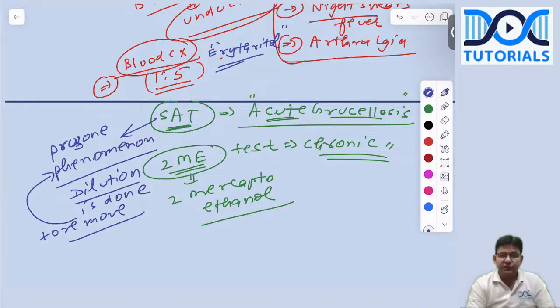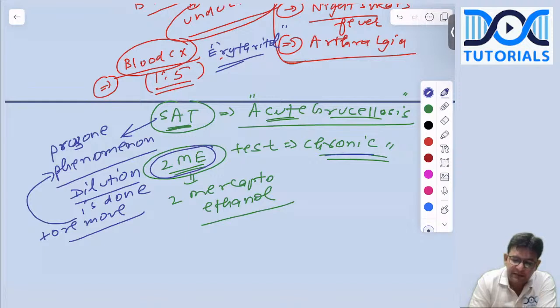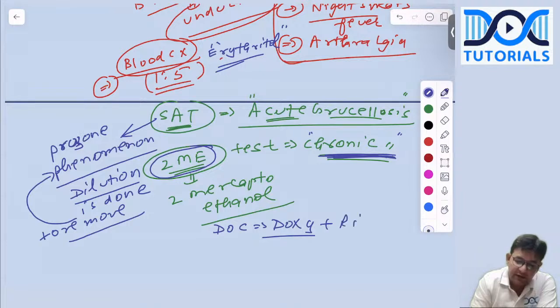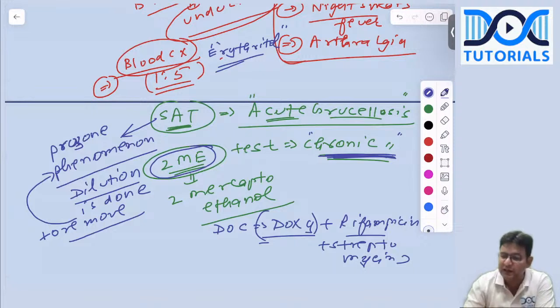The extra question which I am telling you is that 2-mercaptoethanol is used for chronic brucellosis. Okay, this might come. The drug of choice you already know, that is doxy. And this doxy can be used along with rifampicin, or with streptomycin. So this might also be asked in the exam, that along with doxy, which other drug is also used? The answer is rifampicin and streptomycin. Is it fine? These are all important stuff regarding brucellosis, which you should know.